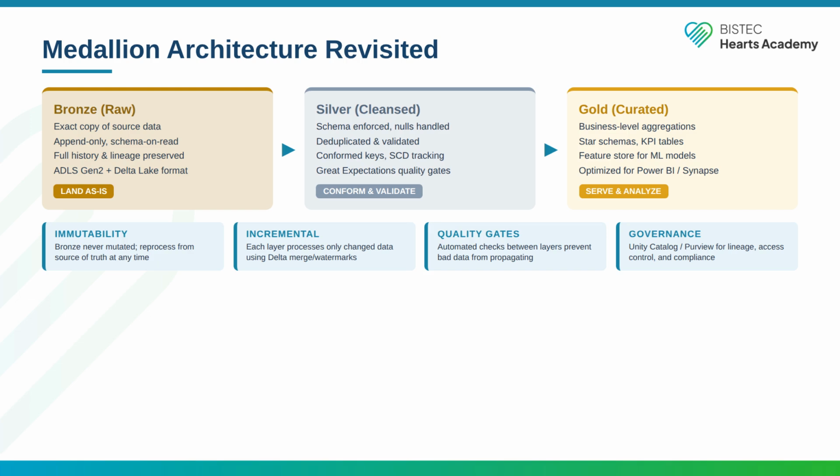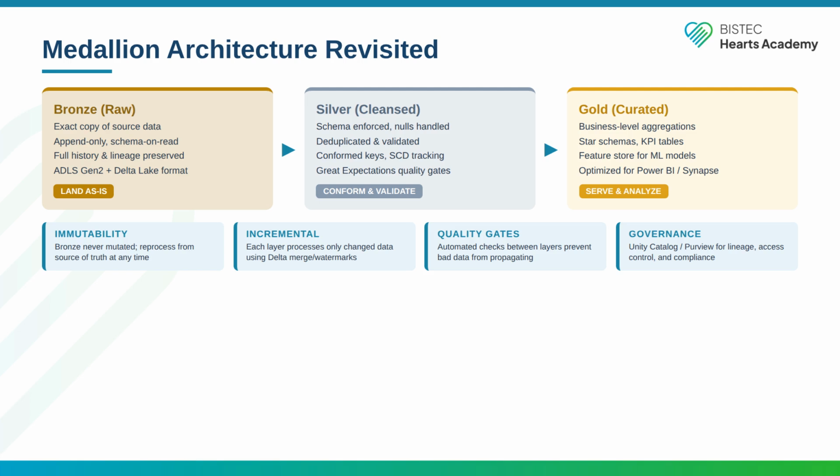Silver is where the core data engineering happens. Schema enforcement, null handling, deduplication, conformed keys, and slowly changing dimension tracking. Great Expectations quality gates sit between bronze and silver. If data fails validation, it does not progress to the next layer. Gold is where the business lives. Aggregated KPIs, star schemas optimized for Power BI, and feature tables for machine learning models. Gold is optimized for consumption, not transformation.